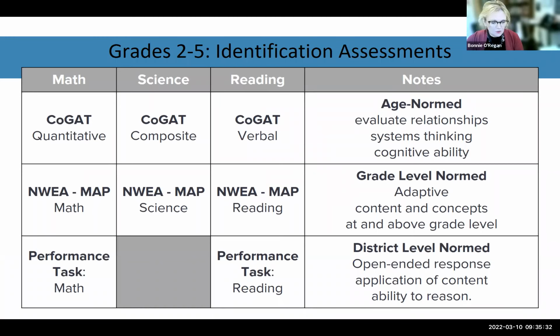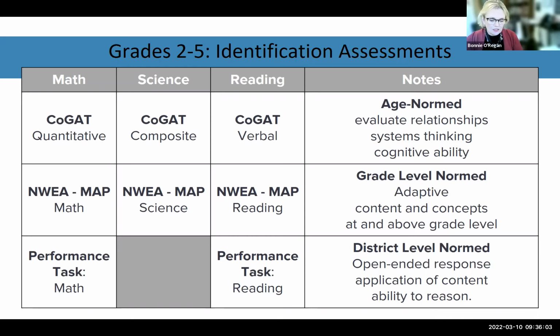There is a COGAT, which is age normed. This assessment evaluates relationships, systems thinking, and cognitive abilities. Students also take an NWEA MAP assessment. This is grade level normed and assesses both content and concepts. This assessment is adaptive, giving students questions at and above grade level. The final assessments are the performance tests. These are district level normed, open-ended responses that dig into application and reasoning.